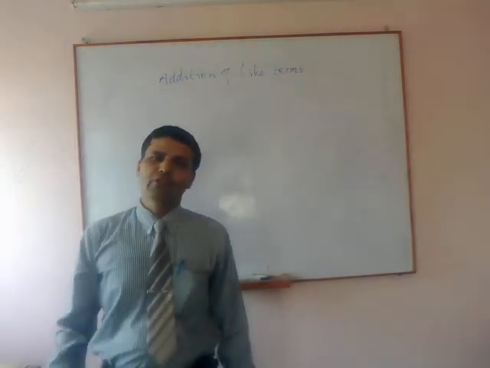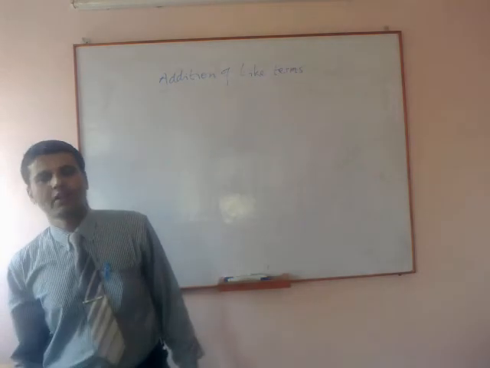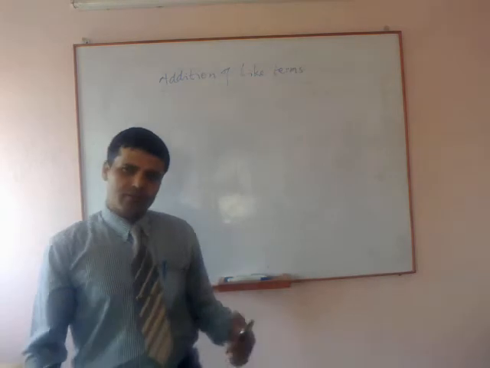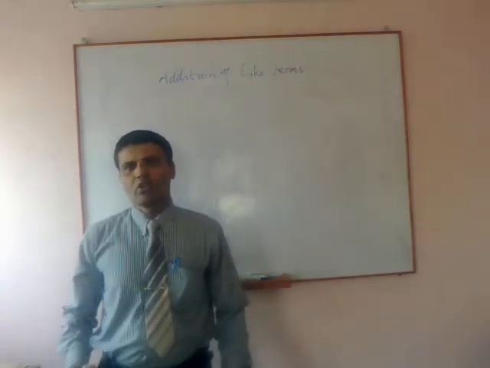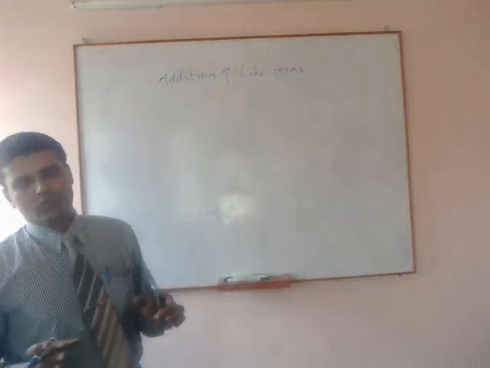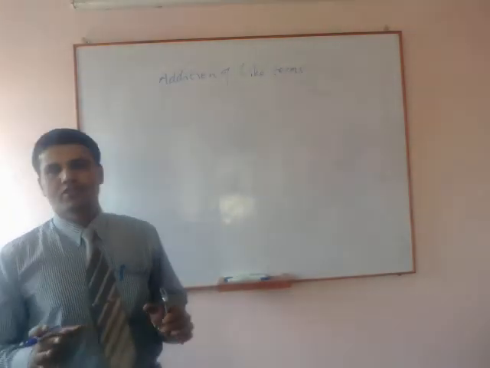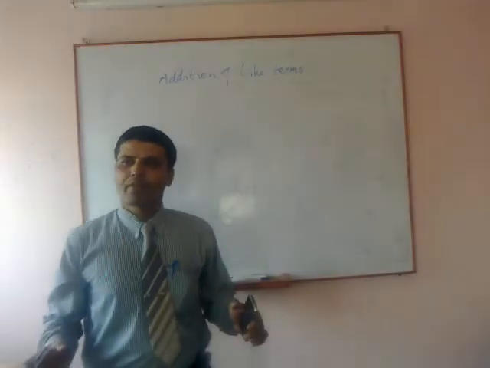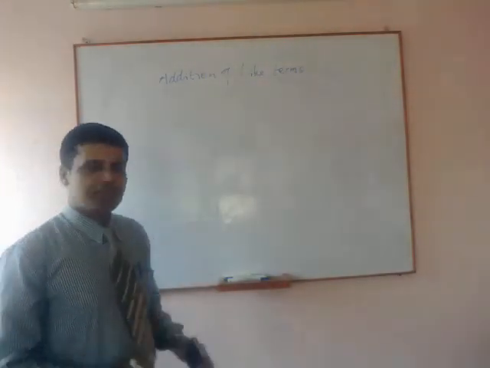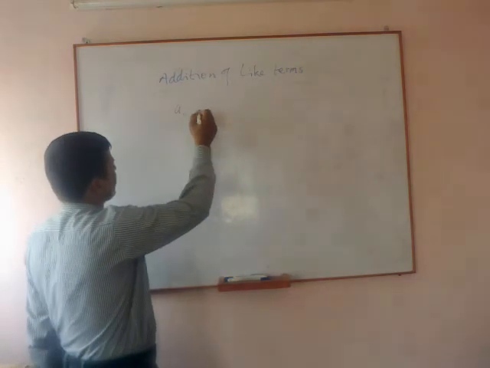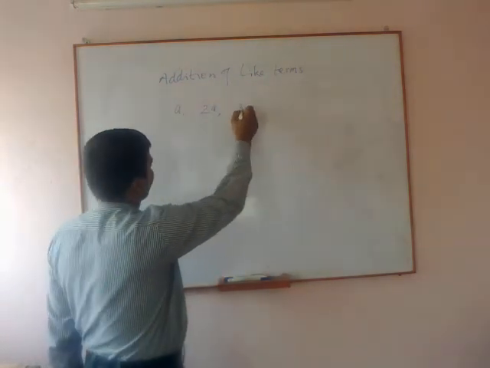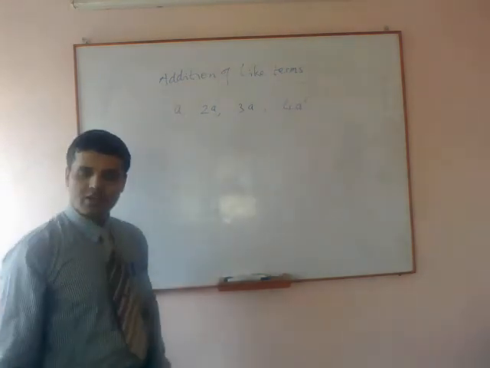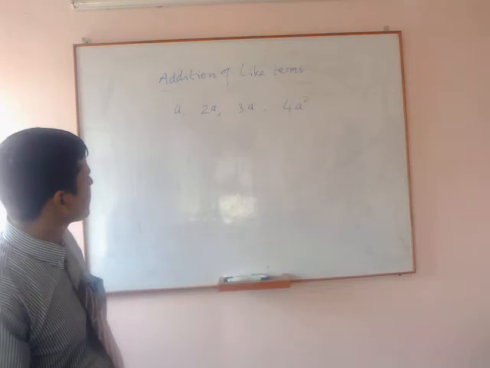In algebra, we frequently come across terms and expressions. The terms are either variables or constants or any combination of a variable and a constant in the form of a product. Say, for example, a, 2a, 3a, 4a square, etc. These are some examples of terms.